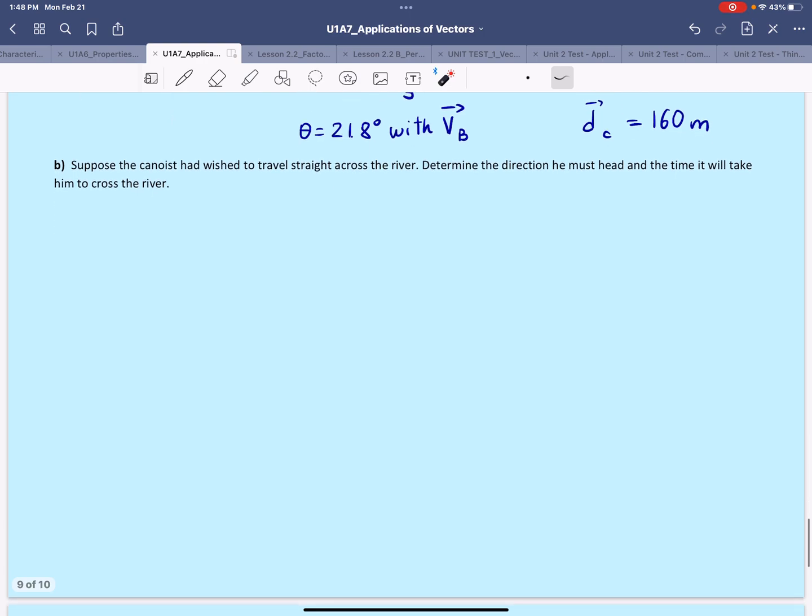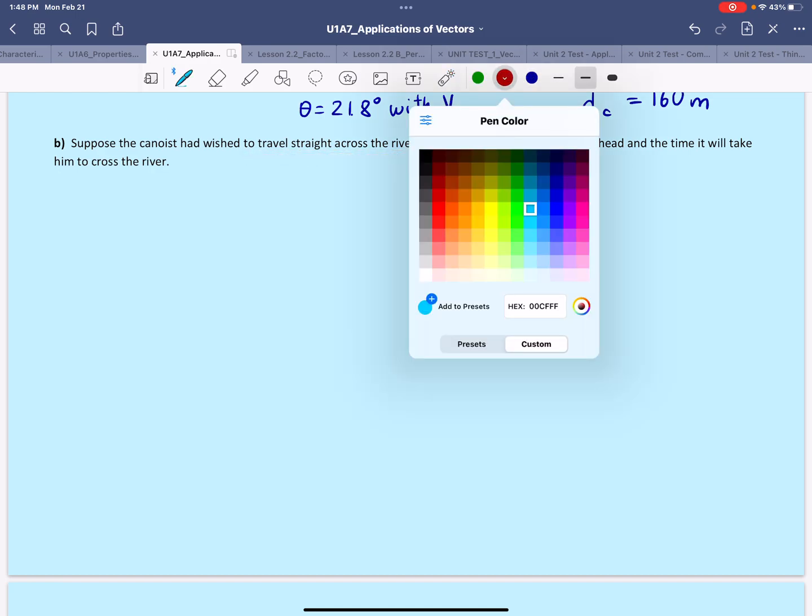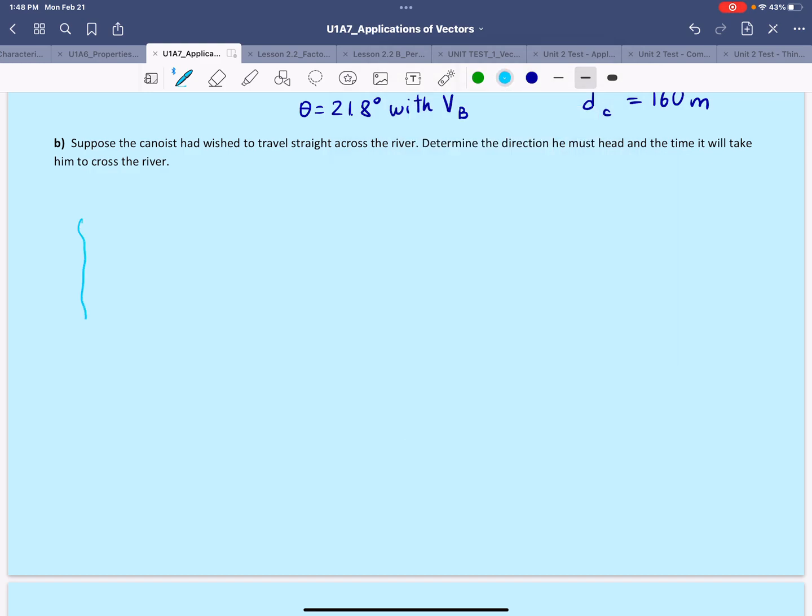Now let's take a look at the next question. Suppose the canoeist had wished to travel straight across the river. So let's draw the river one more time. And here we go. The river is still 400 meters wide. Okay. And we have to find the direction he must head and the time it will take to cross the river.